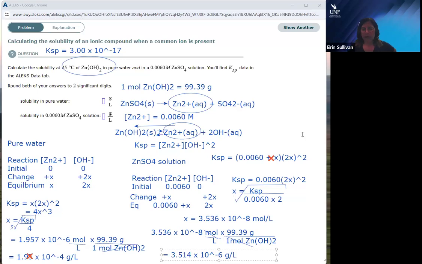So if we compare the general order of magnitude between pure water, that's 10 to the minus 4 for the solubility, and with the common ion, 10 to the minus 6. So the solubility is decreased by a factor of 2 orders of magnitude by the presence of that common zinc cation. So we were quite right to assume that we could do the x is small approximation.